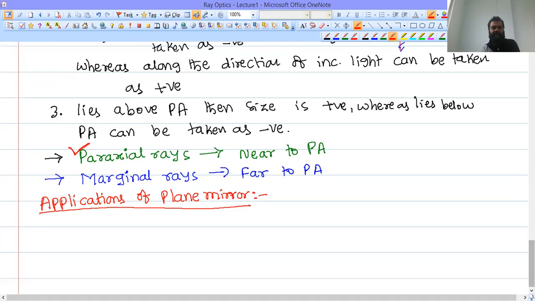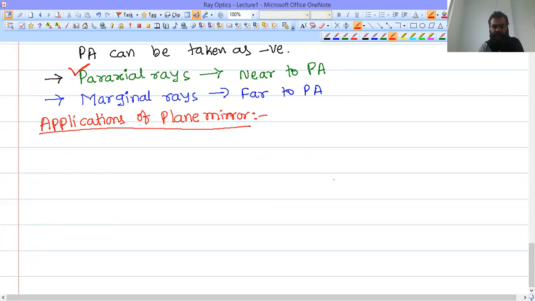Firstly, let us consider I'm having a plane mirror like this, such that one of the faces is silvered. Okay? Fine. Now let us consider a light ray AB. A light ray AB is incident on the plane mirror.